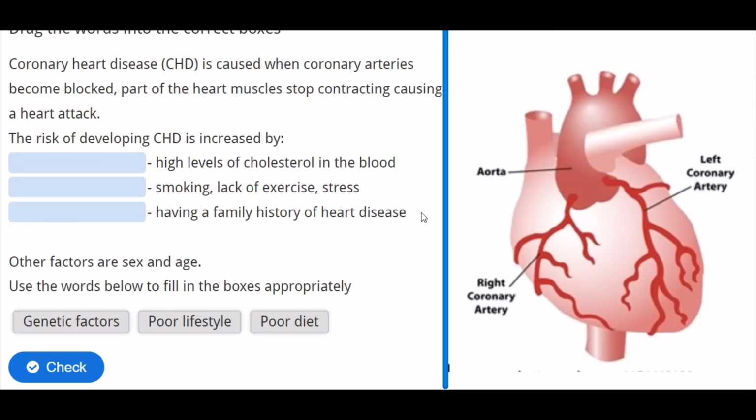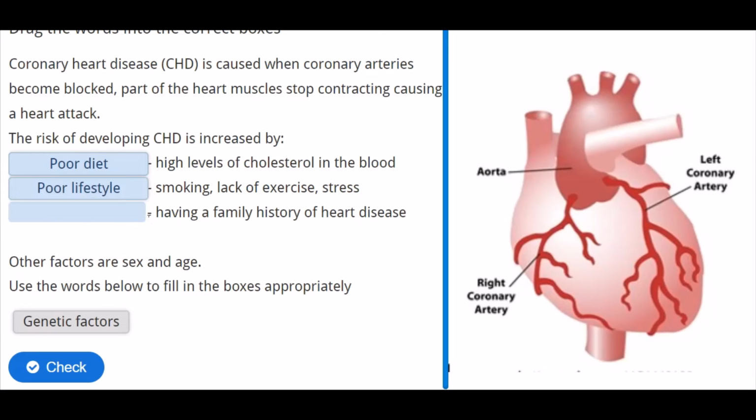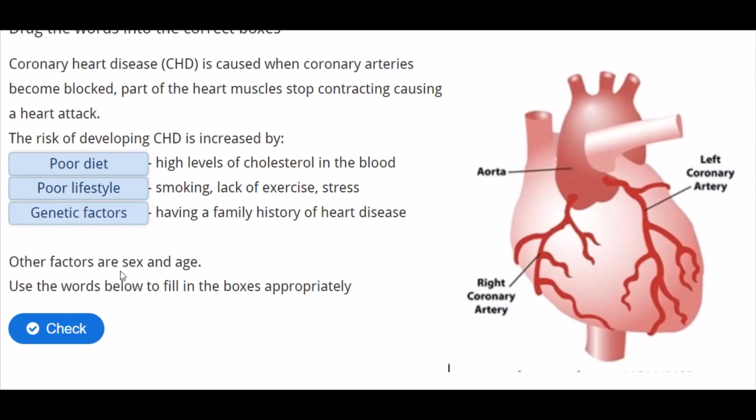The risk of developing coronary heart disease is increased by high levels of cholesterol, and that is caused by poor diet. It's also increased by smoking, lack of exercise, and stress, and that is caused by poor lifestyle. Having a family history of heart disease is caused by genetic factors. Other factors are sex and age of an individual.